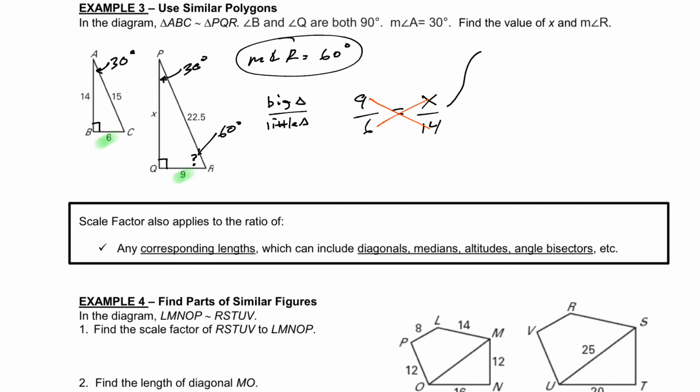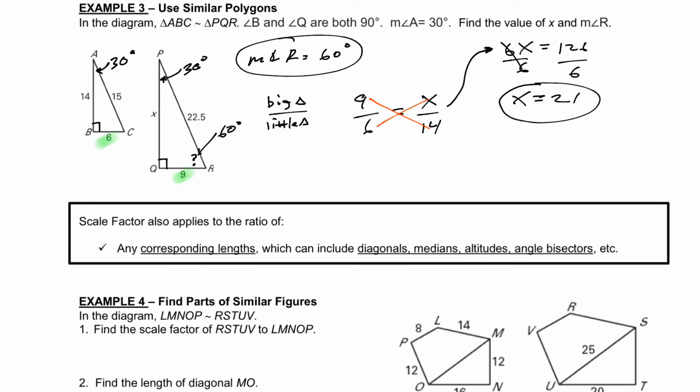Let me move over here. So we have 6 times X, that's our one cross product. That has to equal our other cross product, which is 9 times 14. 9 times 14 is 126. Then we're just going to divide both sides by the number out in front of the variable X. The 6's will cancel out and make a 1, and we get X equals 21. And there we go. We found the value of X. That was the other thing we had to do.